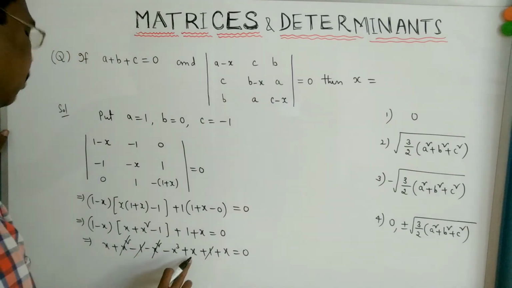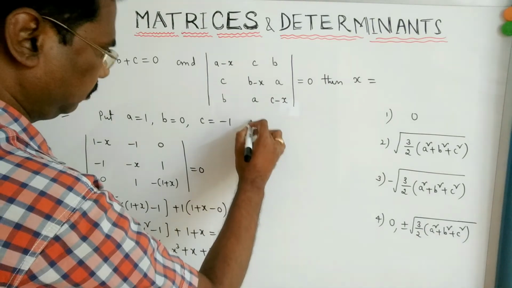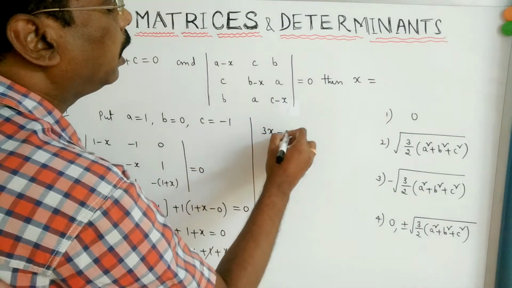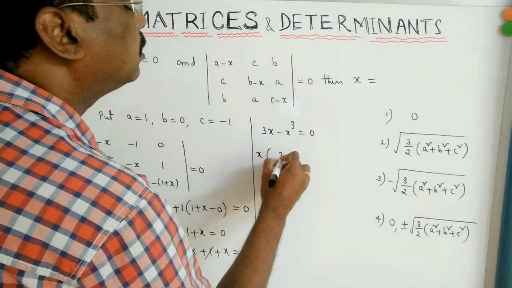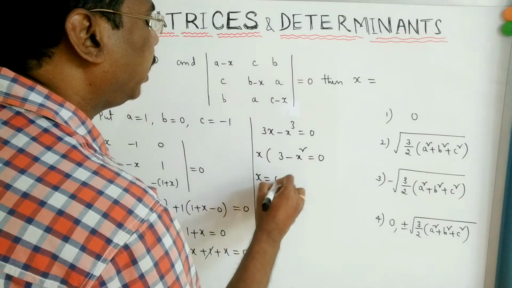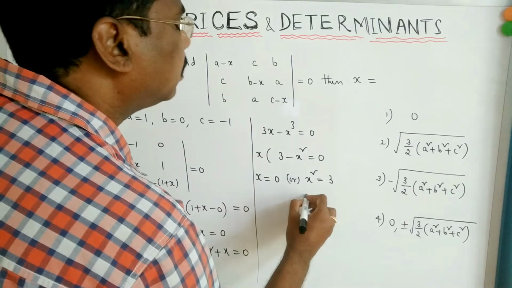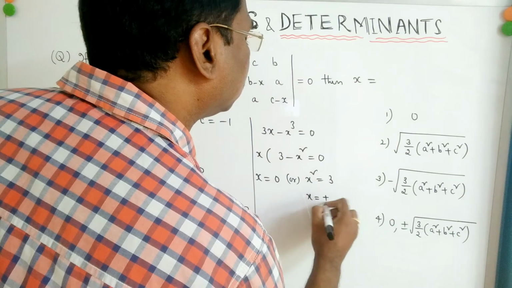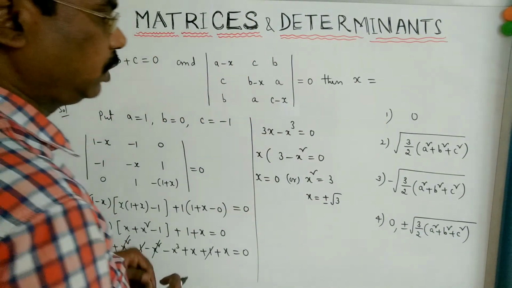Now x plus x plus x, 3x minus x cube, 3x minus x cube equal to 0. Okay, now x common, 3 minus x square equal to 0. Now x equal to 0 or x square equal to 3. Now x is equal to plus or minus root 3.